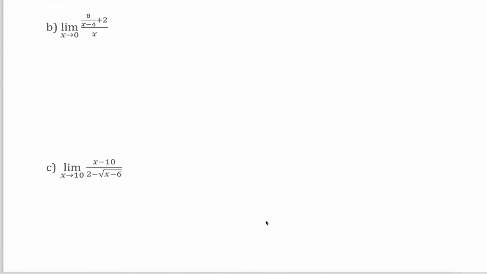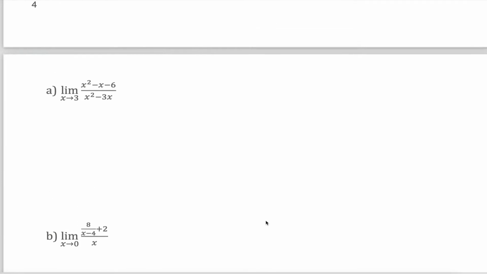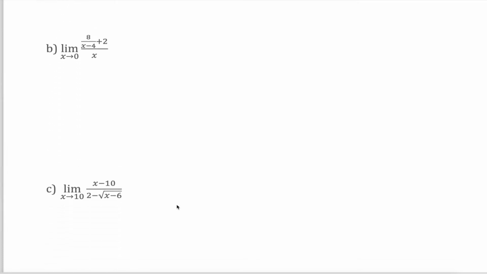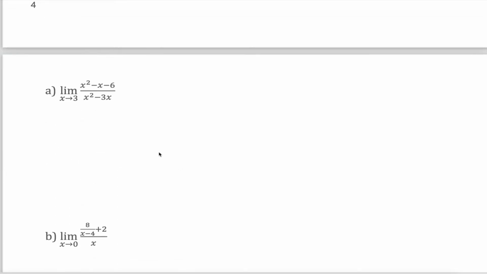So in this video, we're just going to go over these three examples right here. They're just limits. They don't say anything about average rate of change or anything else. But I think when we end up solving these, they may look a little bit more familiar than maybe you think. What's the limit as x approaches 3 of this function right here? X squared minus x minus 6 divided by x squared minus 3x.